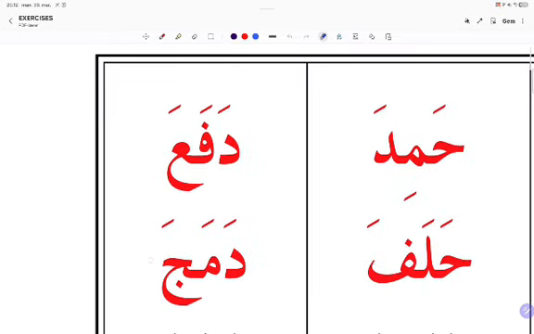The next word is this one. We have dal standing alone. Why? Because it's one of the 6 letters which cannot be connected from the left.